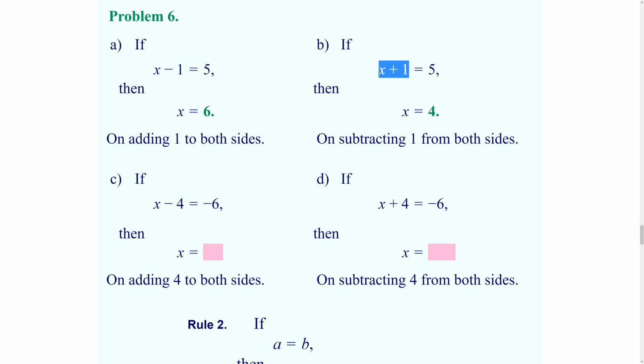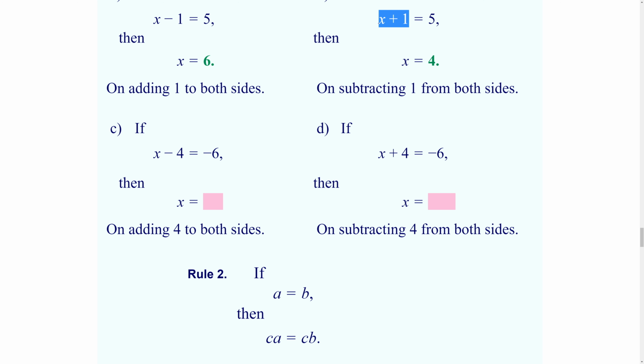So this one is on adding 1 to both sides, and this one is on subtracting 1 from both sides. So here we have x minus 4 equals negative 6. So we need to get rid of this negative 4, so we add 4. If we add 4 to this side, we must add 4 to this side. So x minus 4 plus 4 equals negative 6 plus 4. Because we added 4 on this side, we must add 4 on this side. So negative 6 plus 4 is negative 2.